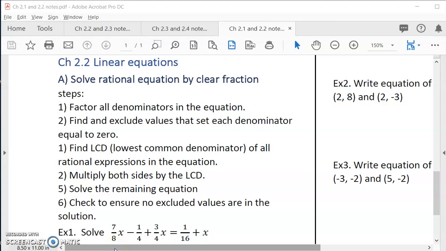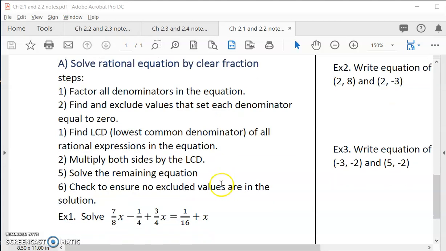Hi, college algebra student. This video is for chapter 2.2, linear equations. We'll explore how to solve linear equations that involve fractions and also rational expressions. The first is to go through the steps.